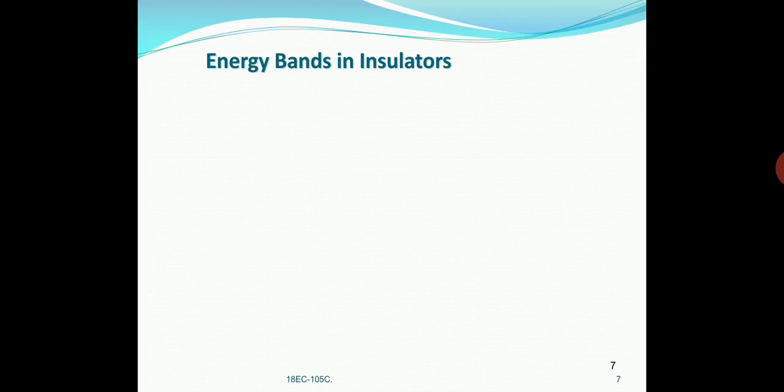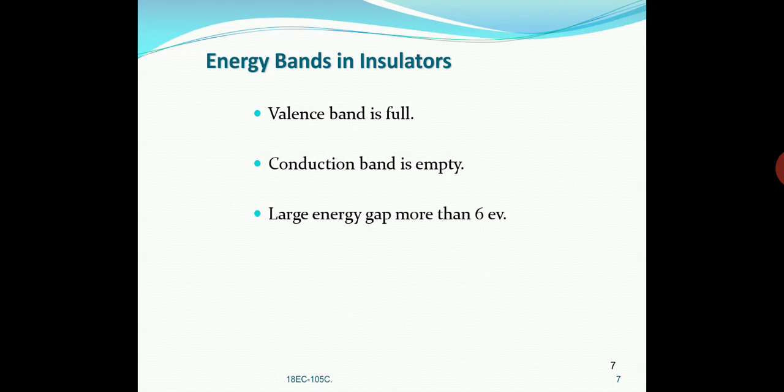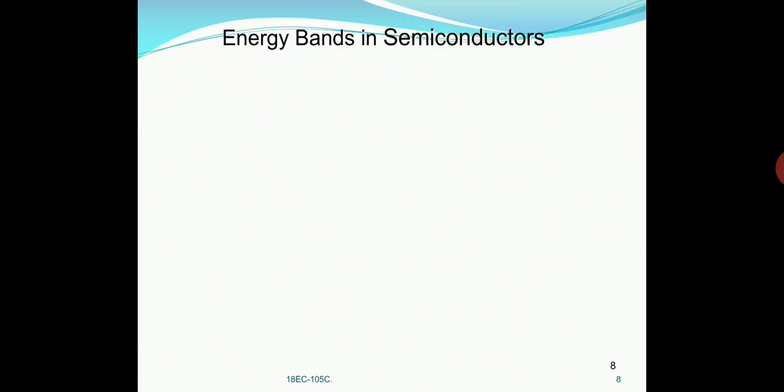And let us see the energy bands in an insulator. The valence band here is full, and the conduction band is empty. So that's the reason why the insulators don't conduct any electricity. They are not at all carriers of current or electrons. There is a large energy gap, more than 6 electron volts, between the valence band and the conduction band.